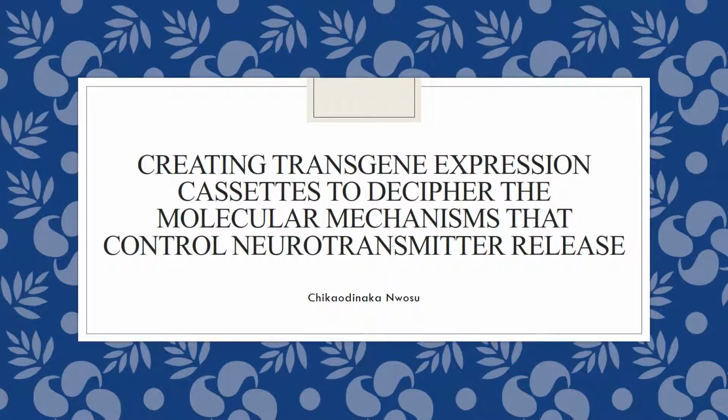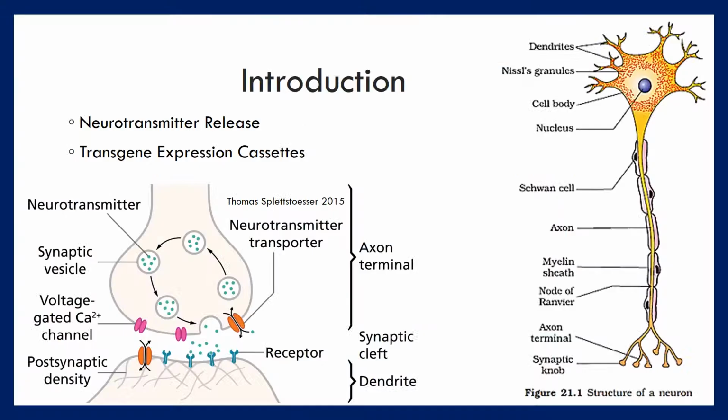Creating transgene expression cassettes to activate the molecular mechanisms that control neurotransmitter release. So within the brain, you have the nerve cells, which are the basic building blocks. An action potential is sent from the dendrites to the axon terminal, in the form of neurotransmitters. These neurotransmitters bind with synaptic vesicle ends and release those neurotransmitters to the receptors of the next dendrites.